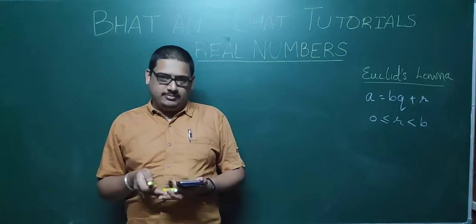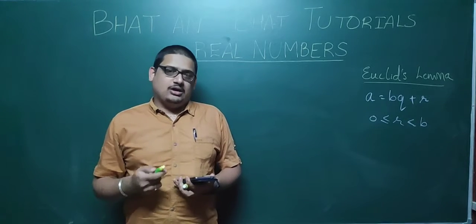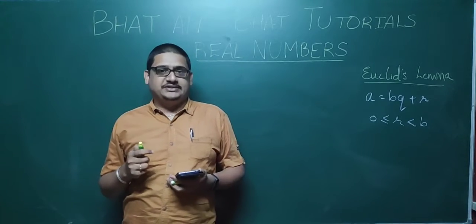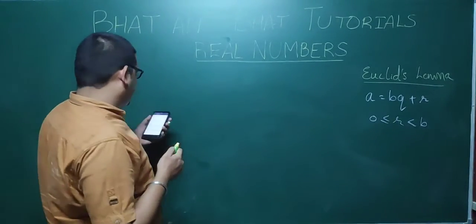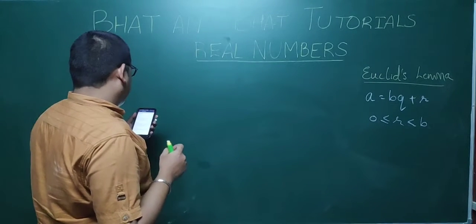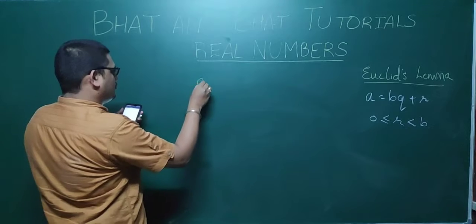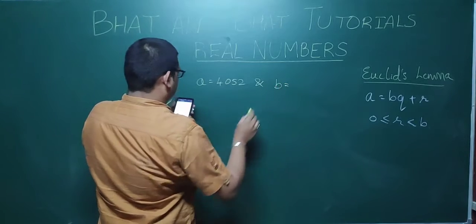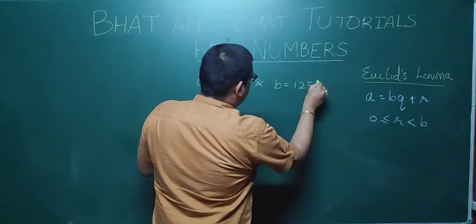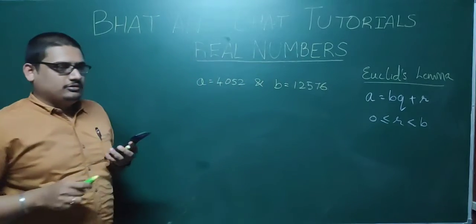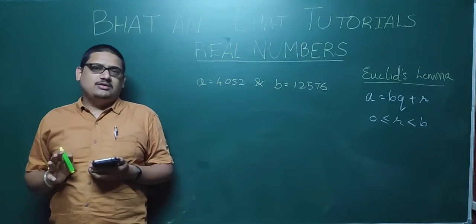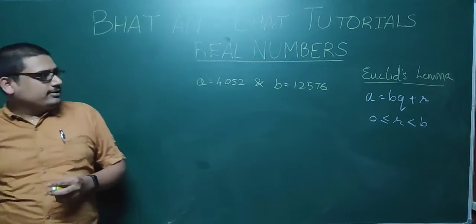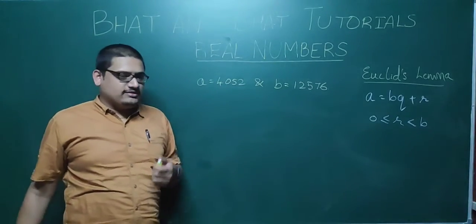Let us take a problem to think about how we can apply Euclid's division lemma to find out HCF between two positive integers. The question says: find the HCF between two numbers, 4052 and 12,576. It's a simple, straightforward question. What is our approach?